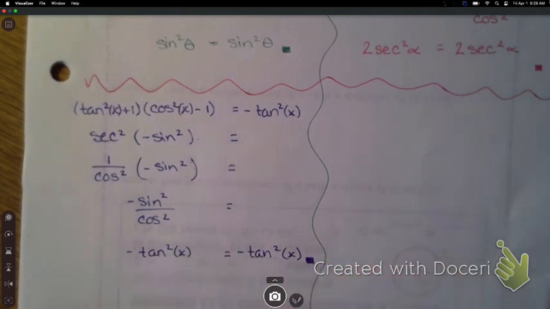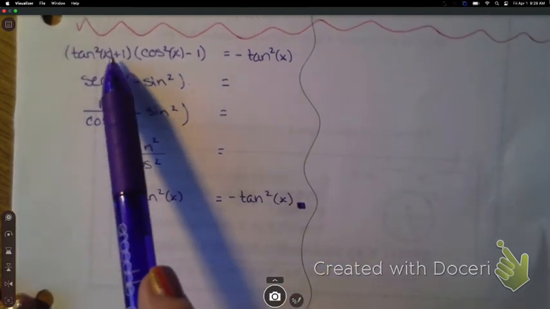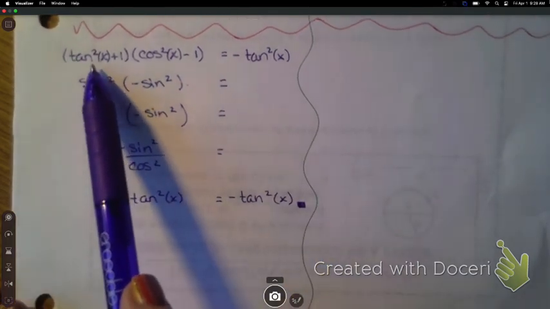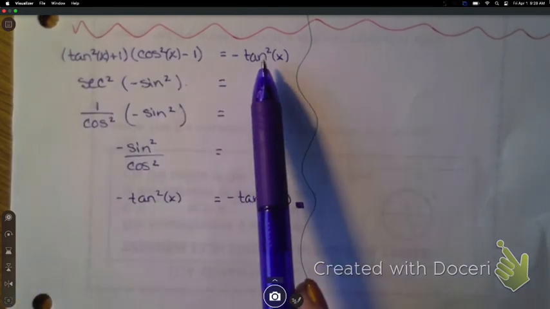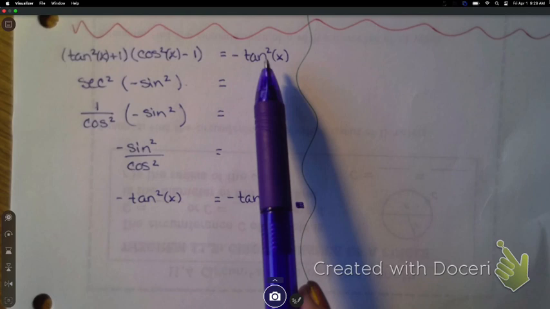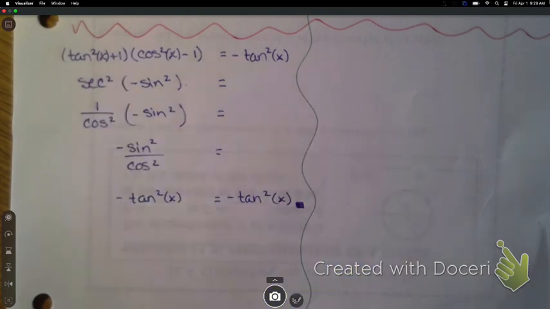Good job, guys. Now, was anyone at the beginning leery of changing this tangent squared? Did you stop for a second and think about it? Because what is my answer? Tangent squared. So make sure if you're changing something, you have a plan in changing it. Not that you were wrong. Could we think of another way to do this problem? Yeah, probably.